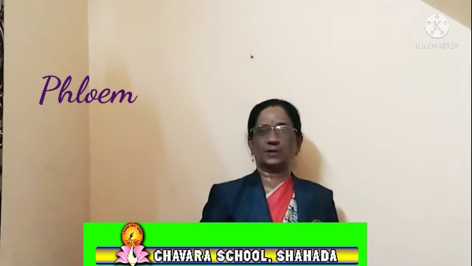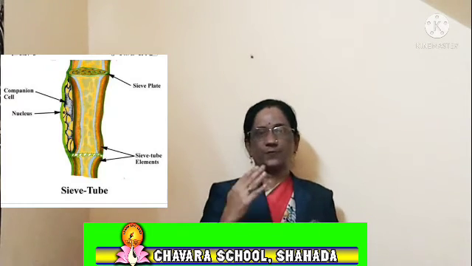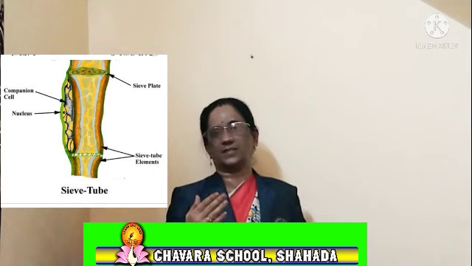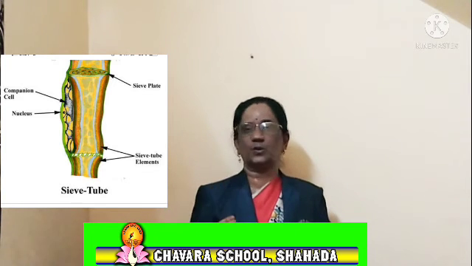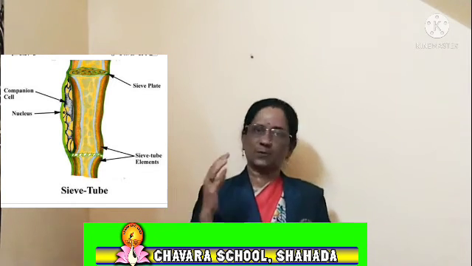The next one is the phloem. Phloem has the function to transport food. The food prepared by the photosynthesis process in the plant leaves is in the form of glucose, and it is transported from the leaves to all parts of the plant. That function is carried out with the help of the phloem tissue.